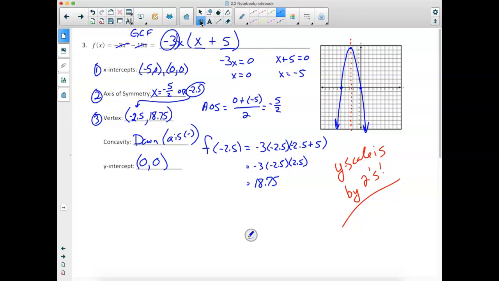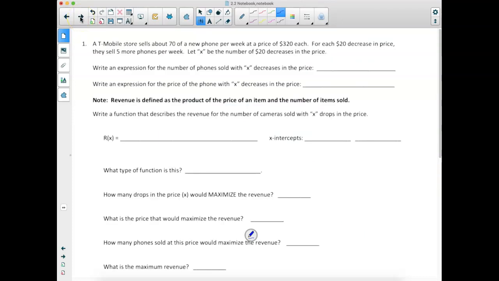And we have two examples yet, because we always have to have application problems, word problems that everybody hates, okay? Now these type of word problems we're going to see, because we're working with factored form, we will be writing our word problems in factored form, and it should make sense as we go through here, okay? At T-Mobile, a T-Mobile store sells about 70 of a new phone per week at a price of $320 each. For each $20 decrease in price, they sell 5 more phones per week.